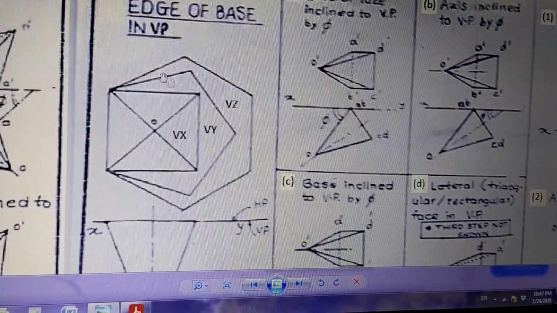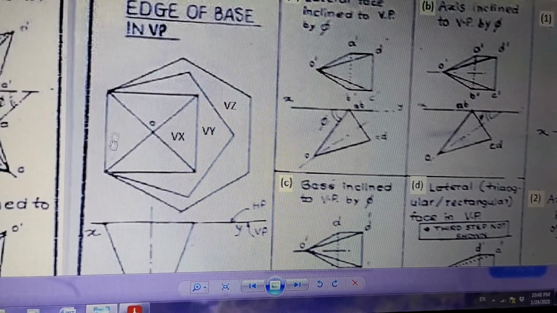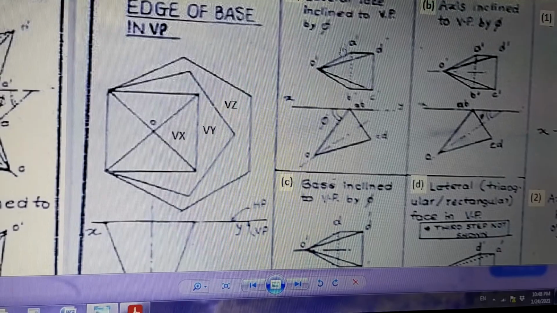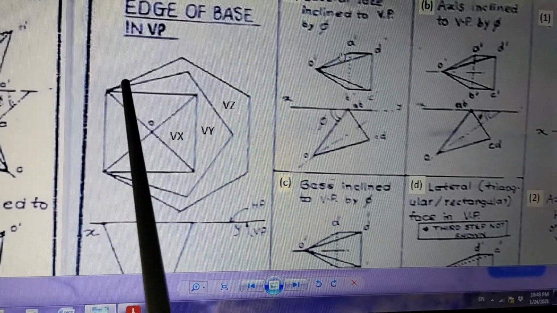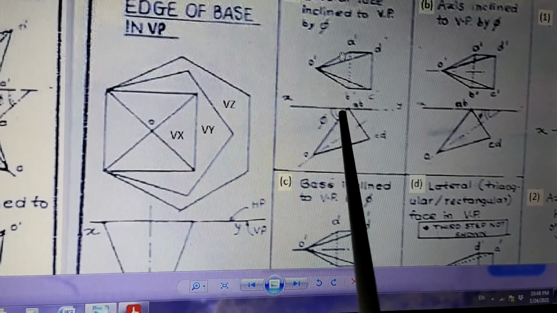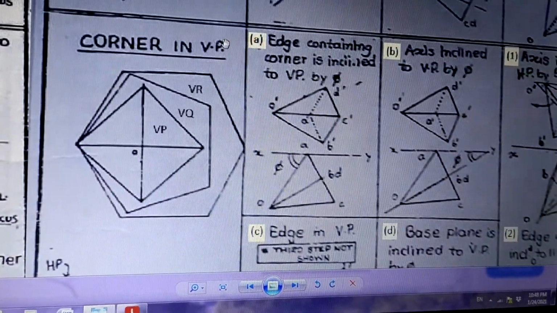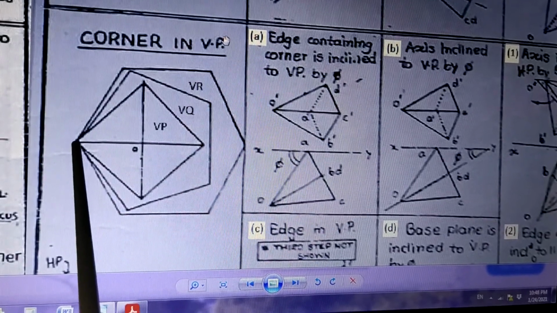And here the possibilities are two. One is if it is resting on its edge in VP. So this edge is going to remain in VP. That's why this edge is still there in VP. You can see this edge is in VP. It is not seen dotted because it is hidden. And the other possibility is the corner is resting in VP. You can see here the corner is resting in VP.